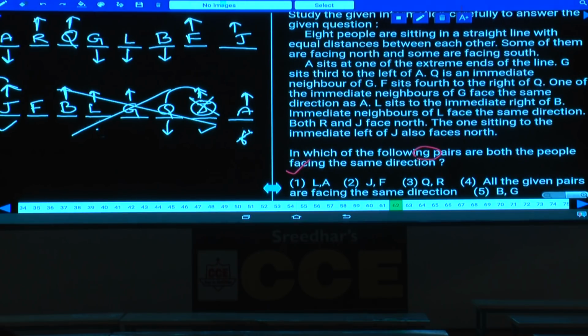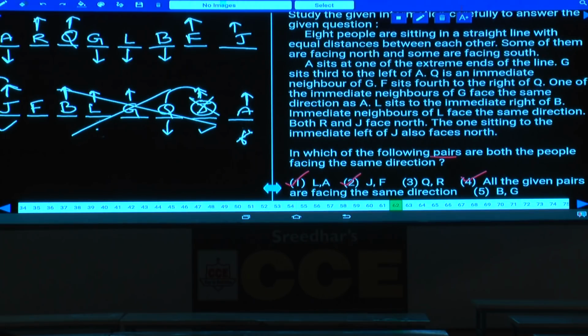Then question number 62, in which of the following pairs are both the people facing the same direction? L and A are facing the same direction, that is choice 1, and J and F. J and F are facing towards south, hence it is also correct, hence 1 and 2. Then what is the choice here? All the given pairs are facing the same direction. No need to check the remaining because there is no choice like both 1 and 2.